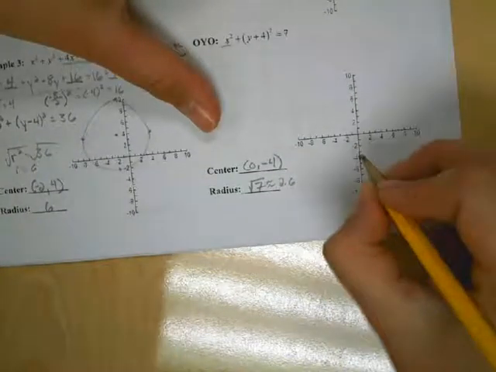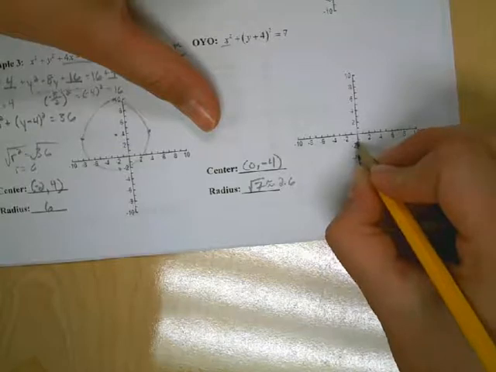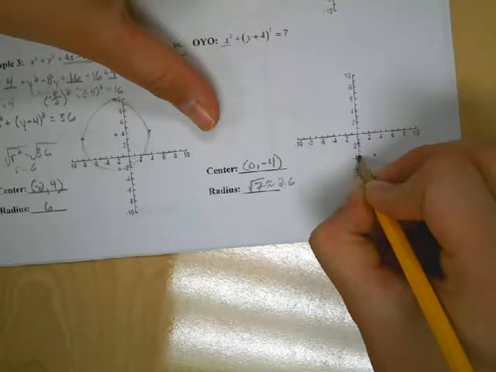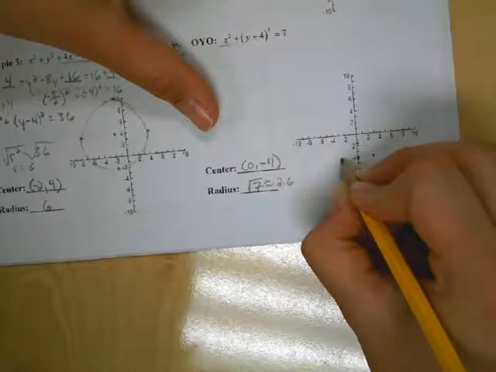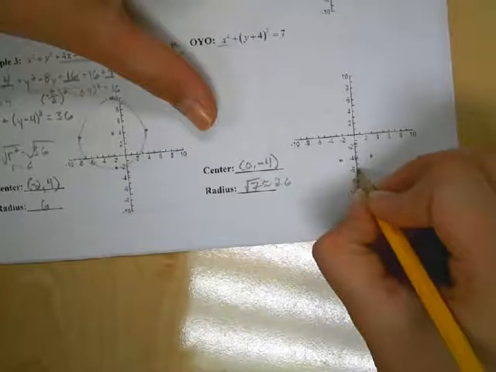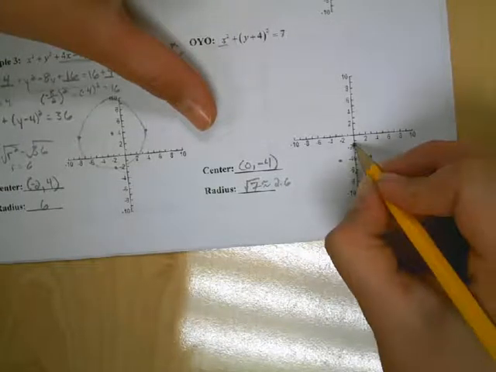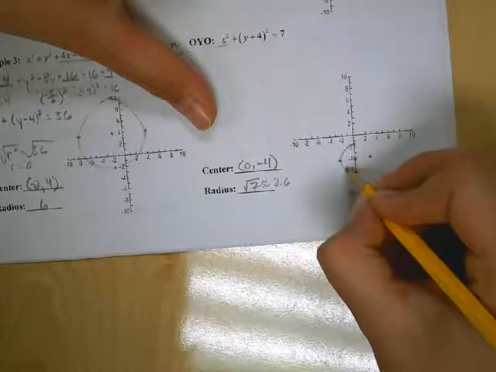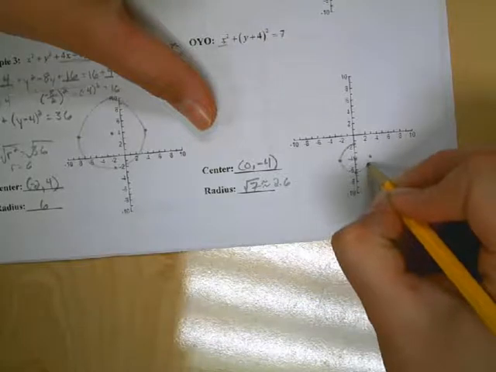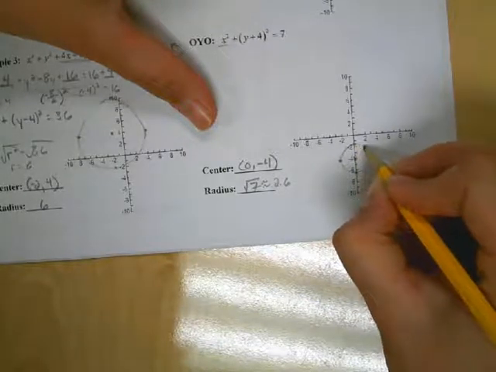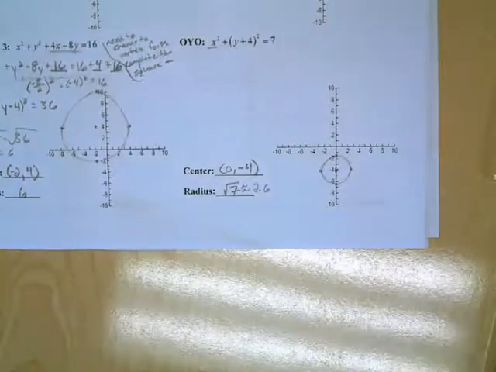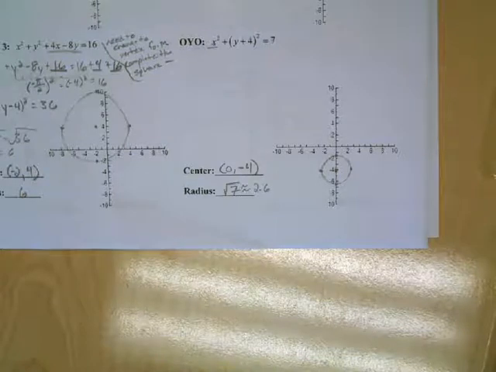So when I graph that, when x is 0, y is -4. Plot that point, and then I'm going to go up 2.5-ish, right 2.5-ish, left 2.5-ish, and down 2.5-ish. Okay, draw your circle. And there's my circle. So that is taking equations, pulling information from the equations, and graphing them from that.